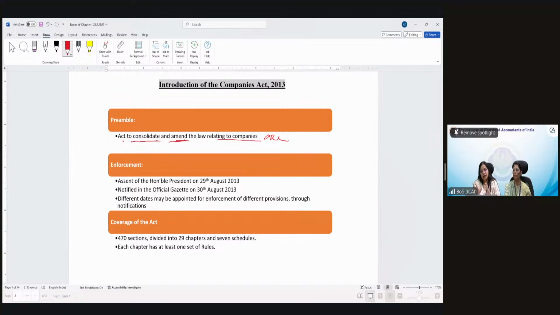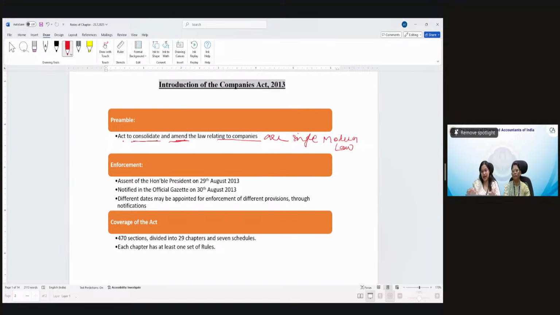This was the earlier act's preamble, which was also good, and everything was fine, and they could have made amendments, like we have been teaching you about amendments. What happens is when there are too many amendments, the legislators feel that there is now a need to amend the act as a whole, because many provisions may have been repealed or are not relevant in modern times. At that time, they may take a decision to upgrade the act by a new act altogether.